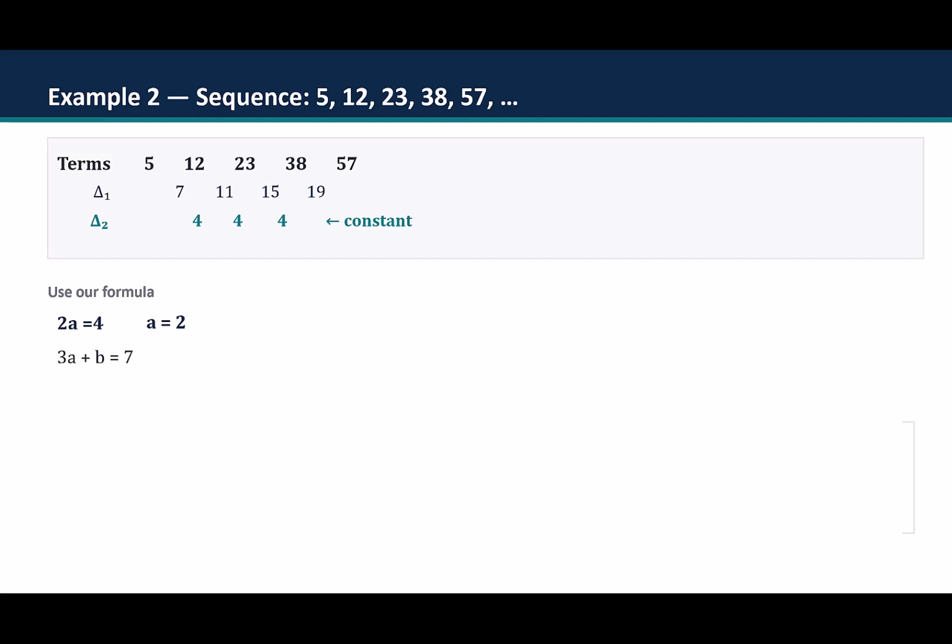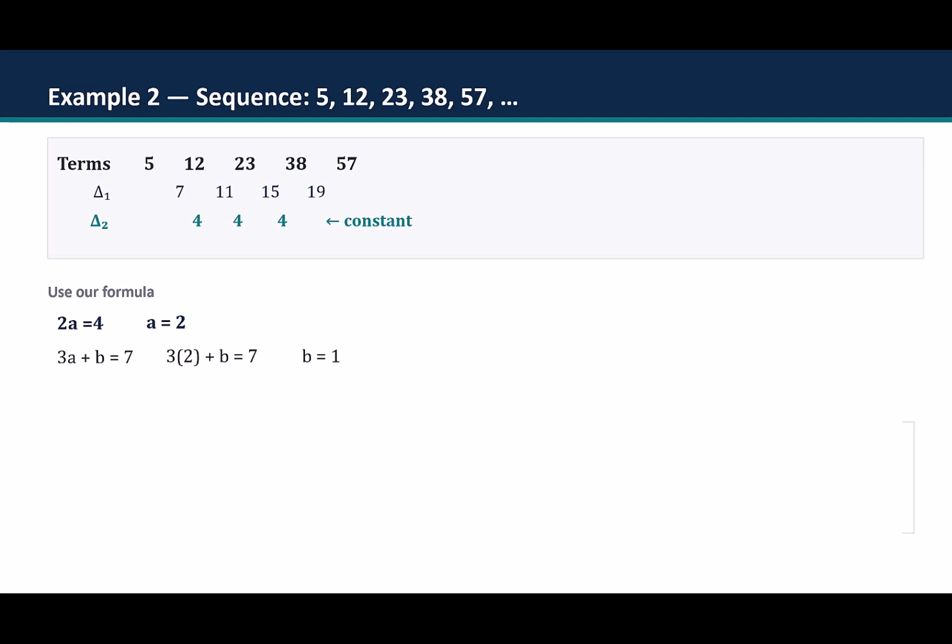Then to find b, we use that 3a plus b is the difference between the first two terms, which in this case is 7. We can substitute in our value of 2. So we have 3 times 2 plus b is 7. 3 times 2 is 6. When I subtract 6 from 7, I find out that b is equal to 1.